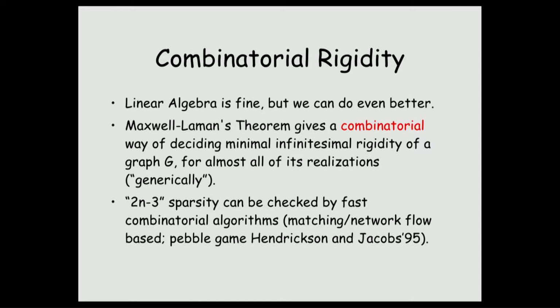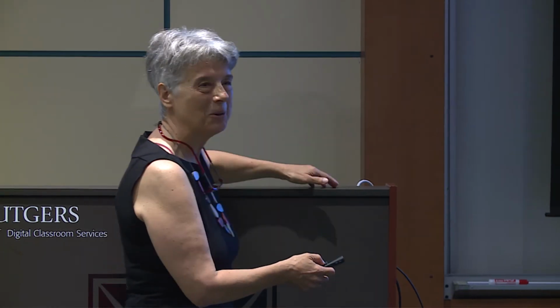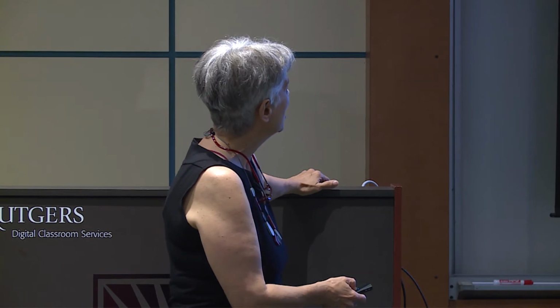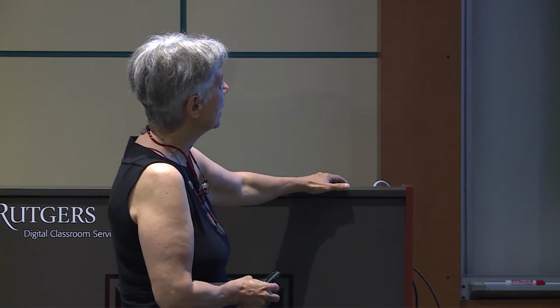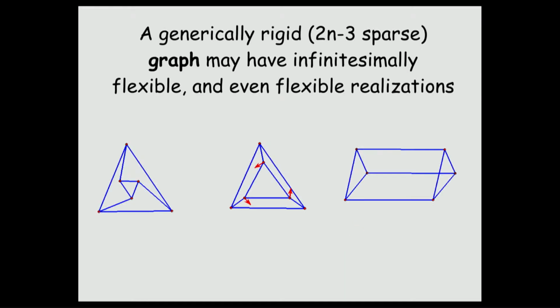And we heard yesterday about the approaches pioneered by Hendrickson based on matching and network flow. Network flow comes from other people. But anyway, the pebble game of Hendrickson and Jacobs gained popularity because it's so easy to implement and so nicely looking. But I'm not going to cover it today. So, generically rigid. Very quickly, we say that a graph is generically rigid in some dimension if there are frameworks which are rigid on an open dense neighborhood. Let's stay for the moment with this definition.